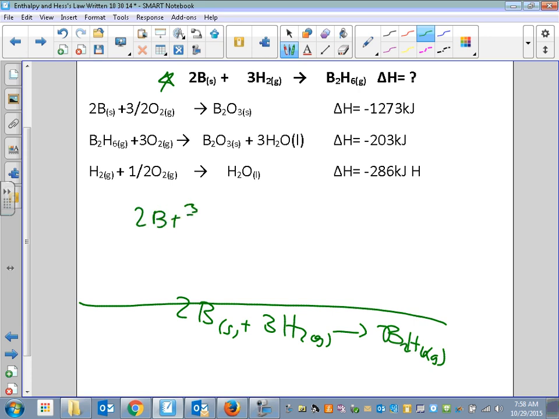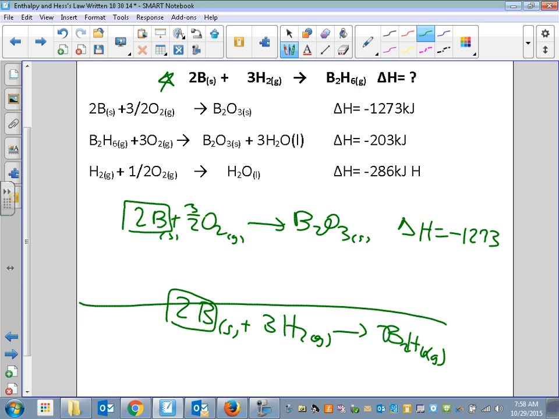2B plus 3 halves O2 yields B2O3. And this one is solid, gas, and solid. Delta H is going to stay the same for now, negative 1,273. All right, and usually if I know I want to keep it, I put a little box around it because I remember that I need it down there. But I already know that I do not need any oxygens, and I do not need this B2O3. So I know that I want to cancel out these two reactants and products.